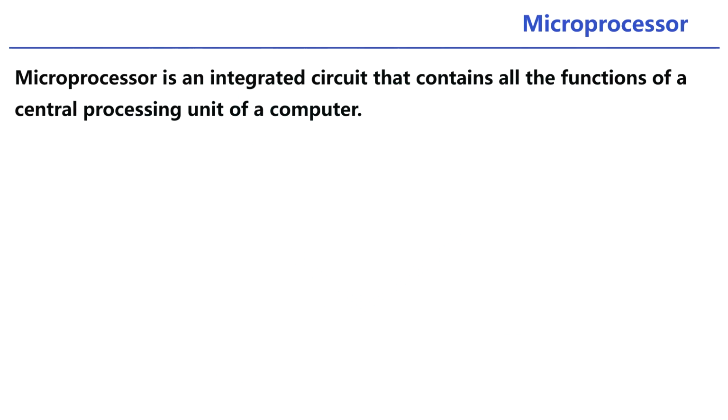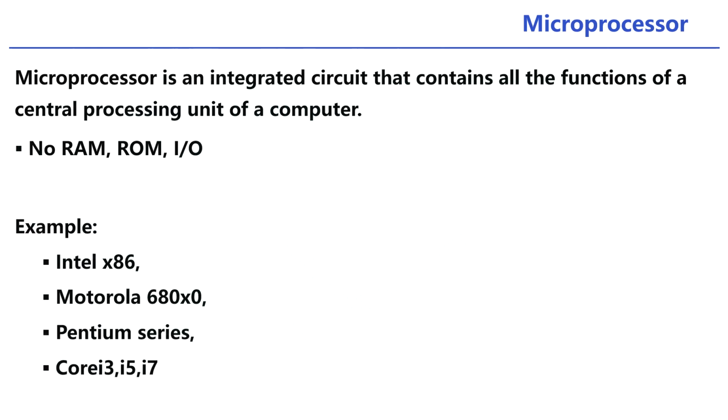So let us see the first definition of a microprocessor. A microprocessor is an integrated circuit that contains all functions of the central processing unit of a computer, which does not have RAM, ROM, and I/O ports.